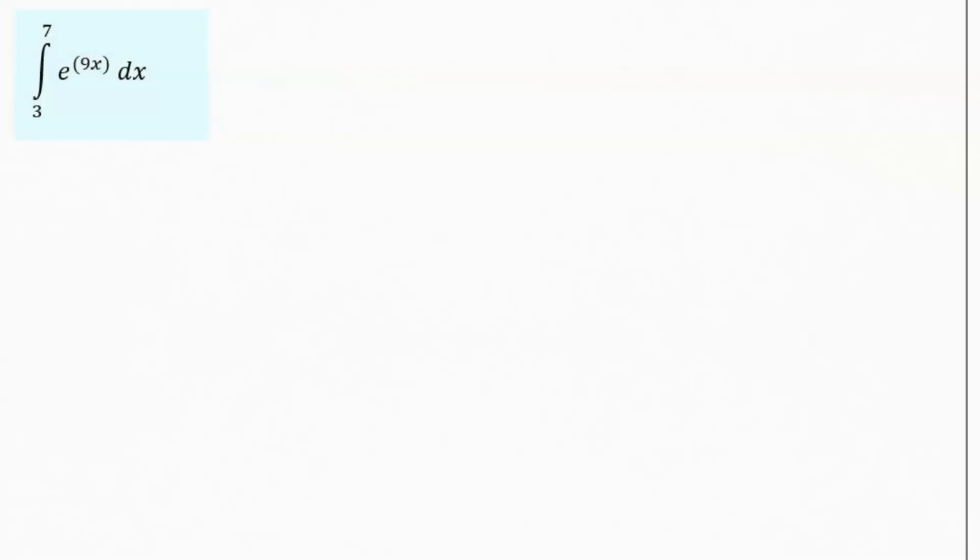This is a definite integral. So you know it's a definite integral when you've got bounds. So a lower bound of 3 and an upper bound of 7 on your integral symbol. So this is the definite integral of e to the 9x dx.